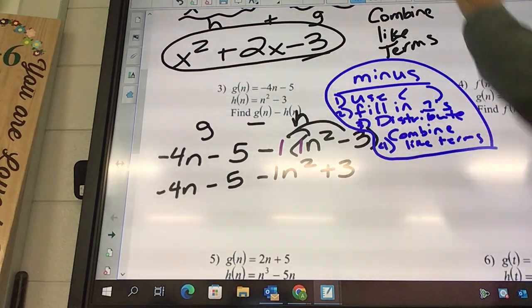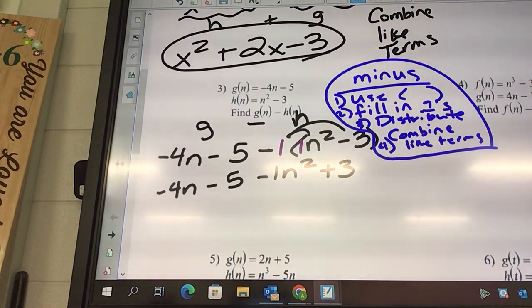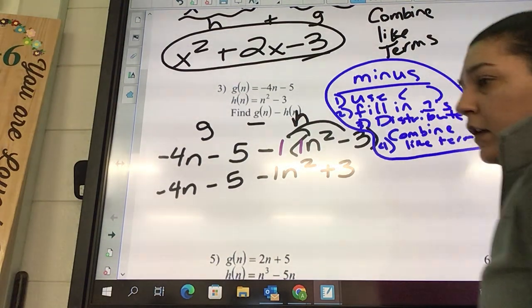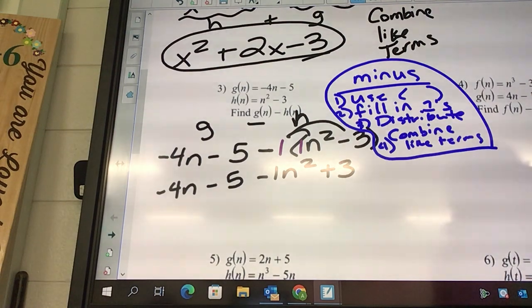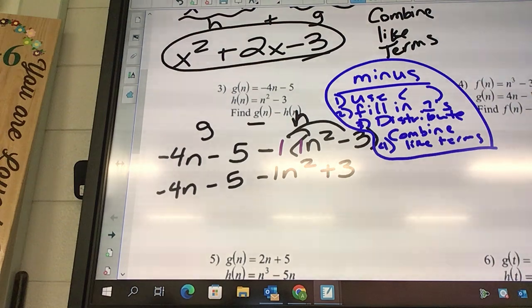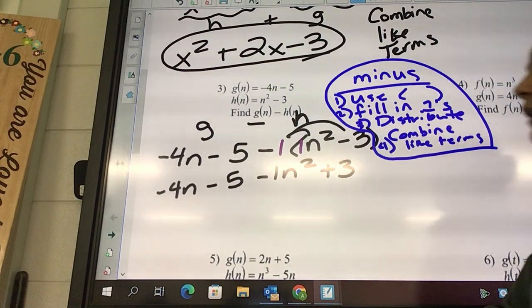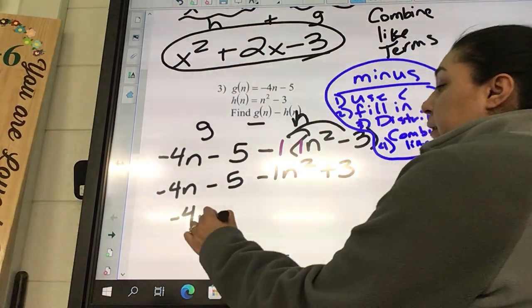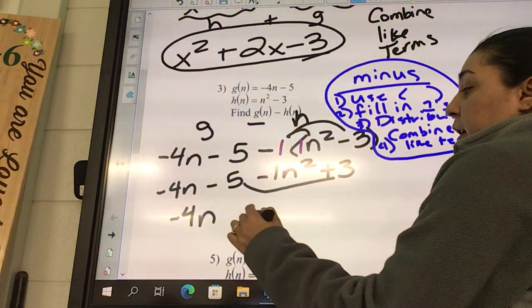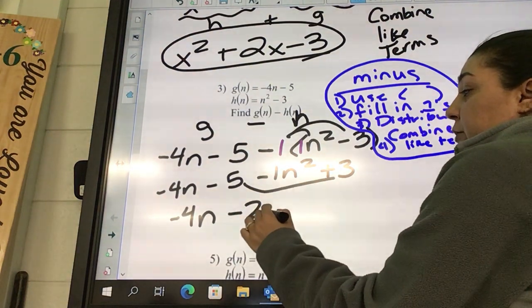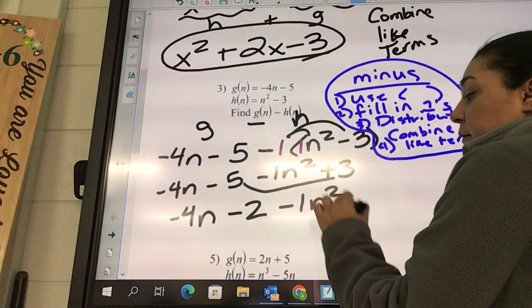So what can we combine? Why can't we combine the 4 and the 1? One's got a squared and one doesn't, so we can't combine those. What can we combine? The 5 and the 3. Okay, so I'm going to get negative 4n. When we combine these two, you're going to get negative 2 minus 1n squared.